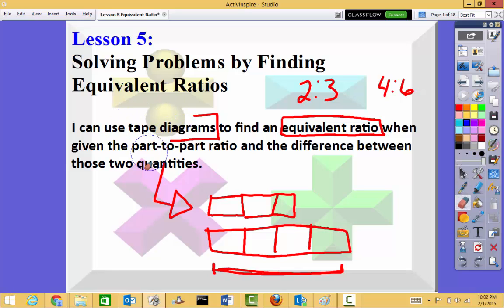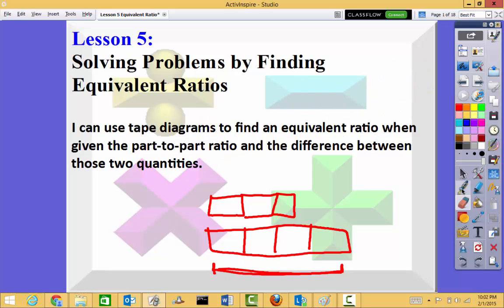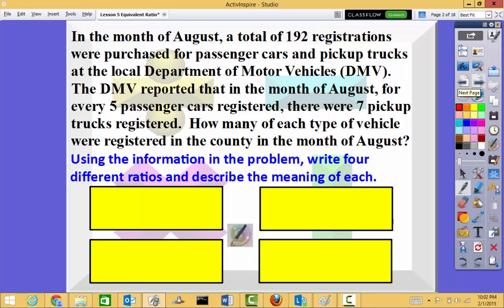Remember, when we're working with ratios, ratios compare two things. The two things it can compare is what's called a part-to-part, and that's what we'll be working on today, when we have two parts of a whole and we compare them. So let's look at our first problem.